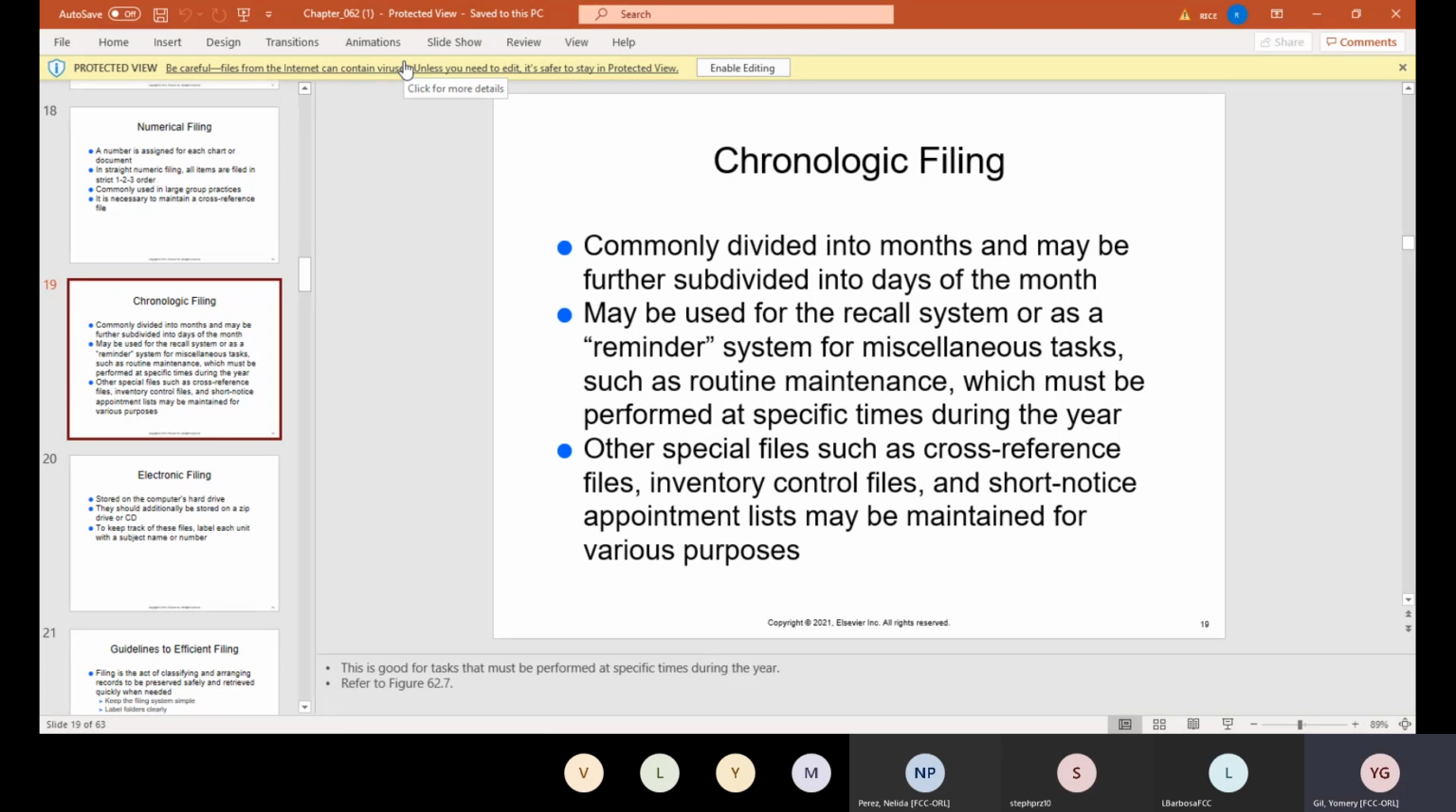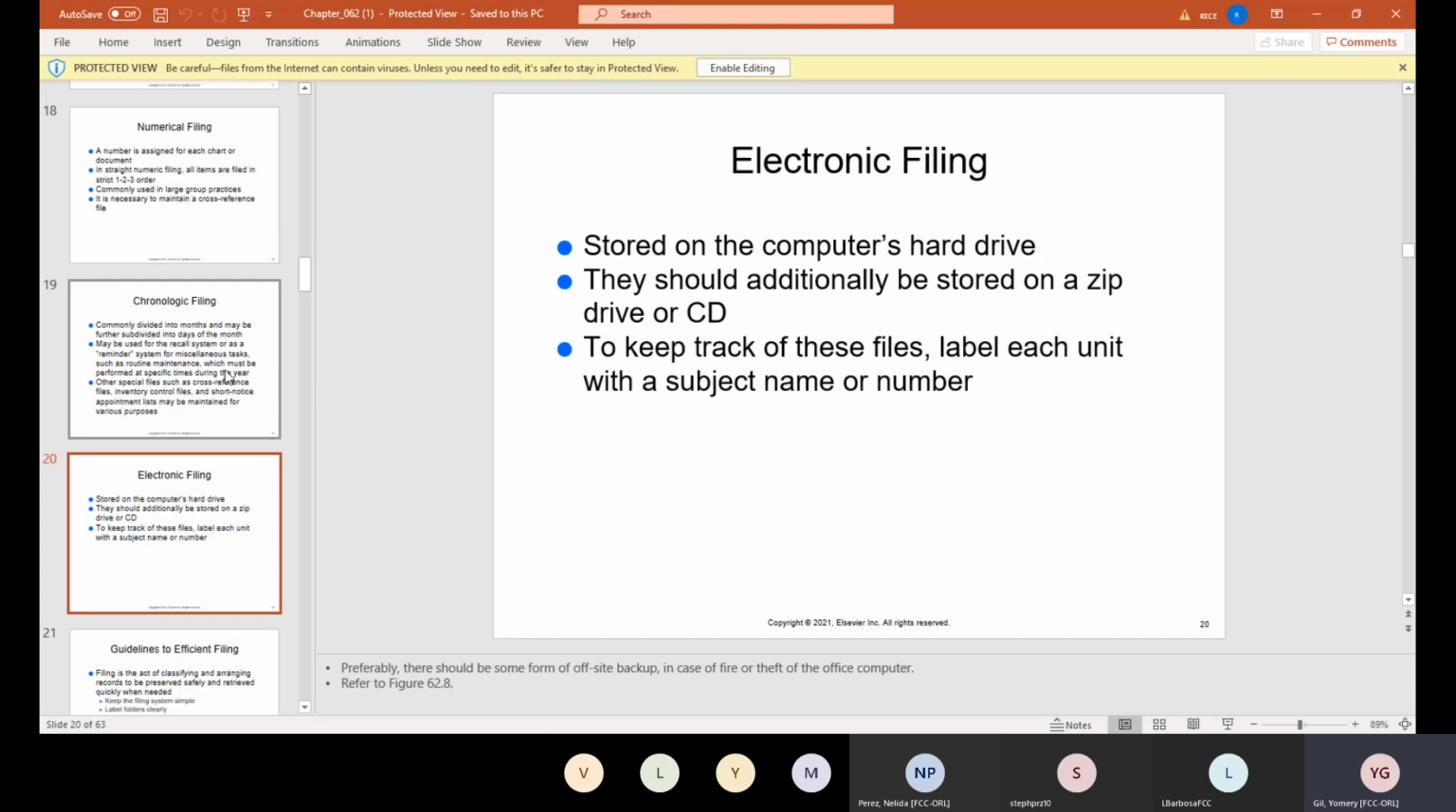Okay, so chronological filing is commonly divided into months and maybe further subdivided into days of the month. It may be used for the recall system or as a reminder system for miscellaneous tasks such as routine maintenance, which must be performed at specific times during the year. Other special files such as cross-reference files, inventory control files, and short notice appointment lists may be maintained for various purposes. I've never seen an office with chronological filing, but it doesn't mean that you won't.